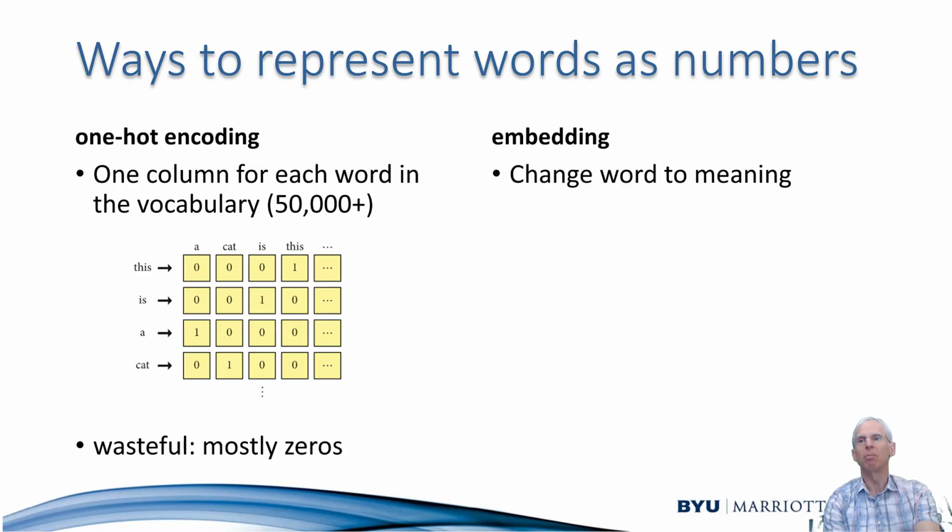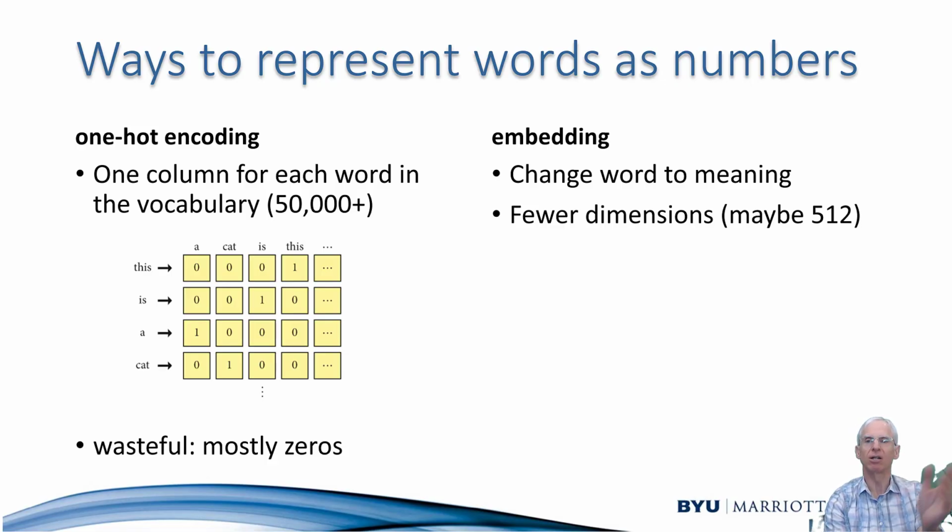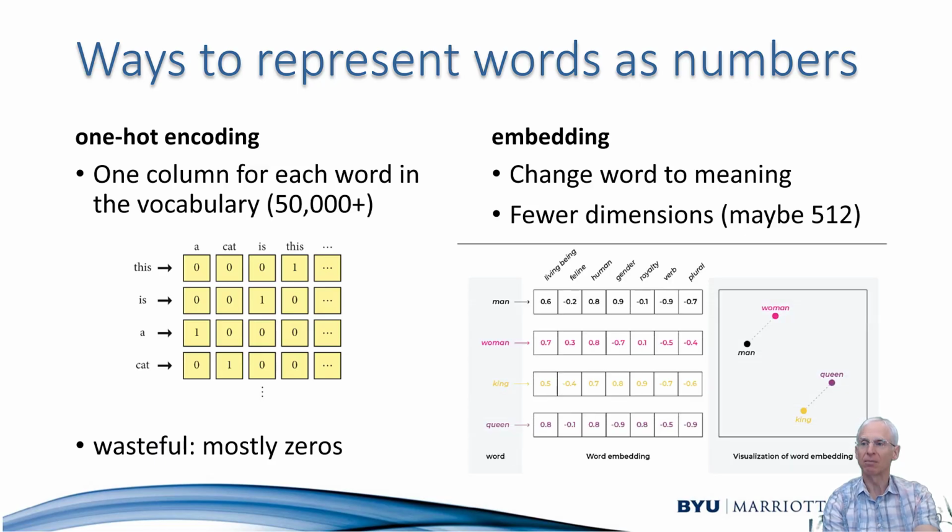So instead what we do is embedding. We change words into meaning. Fewer dimensions, maybe 512, although sometimes it could be 1,500 dimensions. Basically, we turn it into what we call a vector. So this is a fake example. It's not a real example. Again, we're reviewing this from chapter 2. But here, understanding the embeddings, the first embedding there is man, and it has 7 dimensions here, 7 numbers.